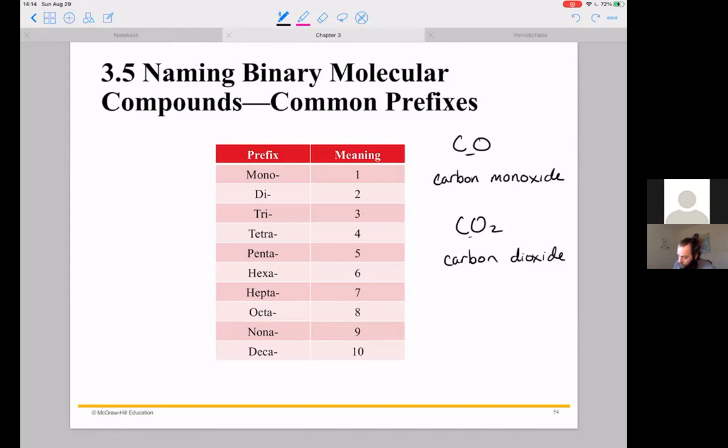But if there was more, so if I had C2O2, this would be dicarbon dioxide. Okay, so if there's only one of that first element, you can leave off the mono. Otherwise, you're going to include that in the name as well, right? And again, the whole idea is all of these are potentially covalent compounds. We don't know the ratio of carbon to oxygen just by looking at the periodic table. So within the name of our covalent compounds, we have to specify what those ratios are.